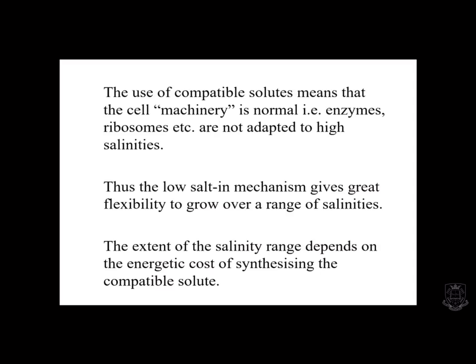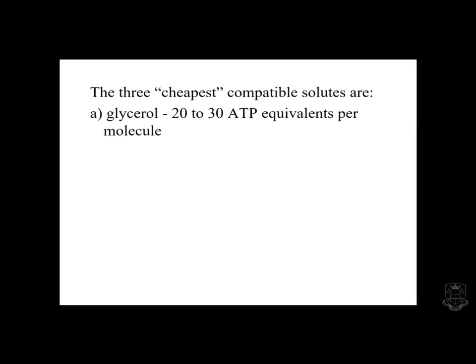So how do we measure the cost, if you like, of a compatible solute? Well, it's done essentially in ATP equivalents. So the 3 cheapest compatible solutes are the 3 that I've already drawn your attention to, and that's likely the most important ones. So glycerol, for Dunaliella and other eukaryotic algae and fungi, is the cheapest of all, in the sense that only roughly 20 to 30 ATP equivalents per molecule are required to produce glycerol.